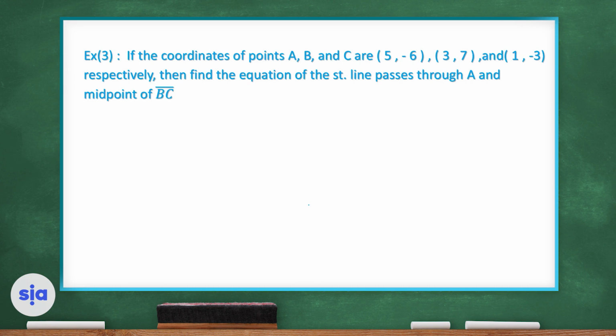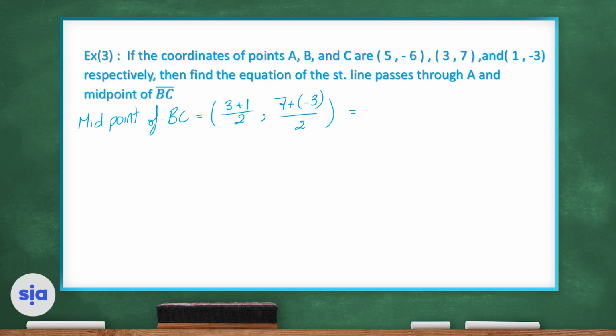In question 3, the question says, if the coordinates of points A, B, and C are given respectively, then find the equation of the straight line that passes through A and the midpoint of BC. First of all, we need to find the midpoint of BC. So the midpoint of BC is (3 plus 1) over 2 and (7 plus negative 3) over 2.